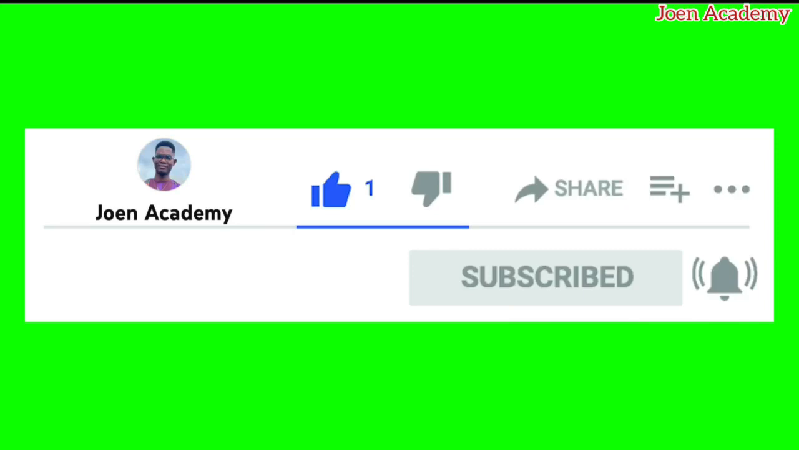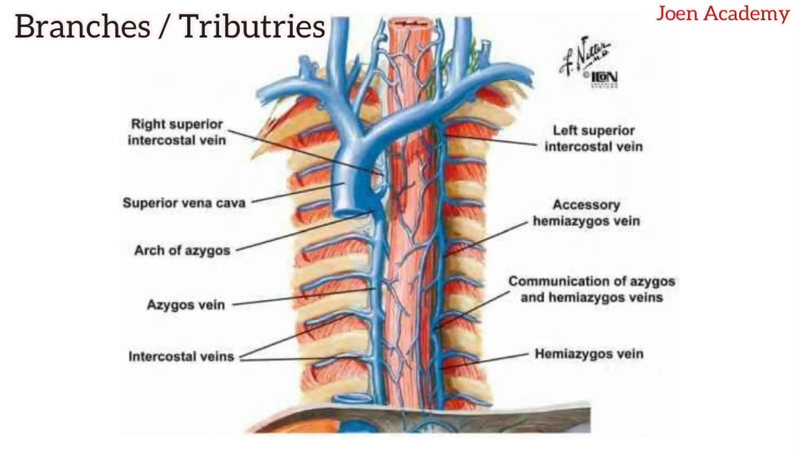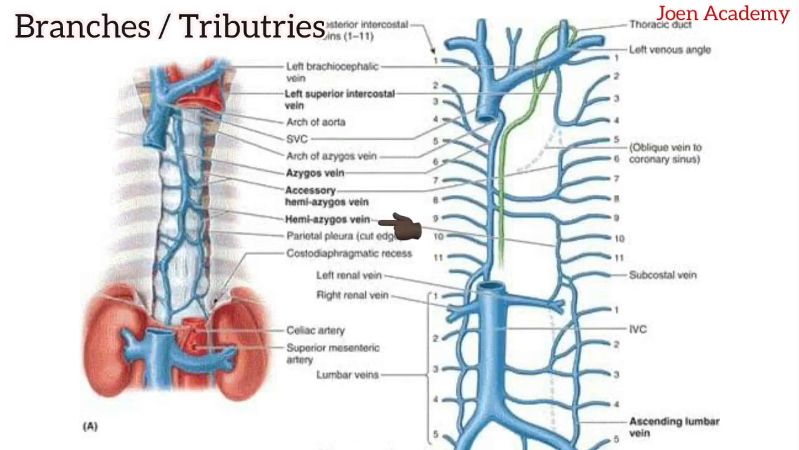The azygos vein has two tributaries, which are referred to as the hemiazygos vein and the accessory hemiazygos vein. The hemiazygos vein is often connected to the left renal vein. It is formed by the esophageal and mediastinal tributaries, the common trunk of the left ascending lumbar vein and the left subcostal vein, and by the lower three posterior intercostal veins.